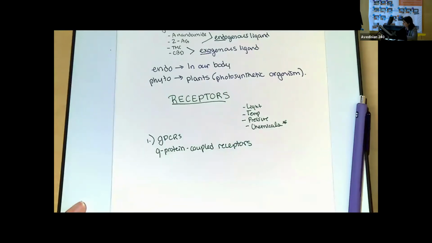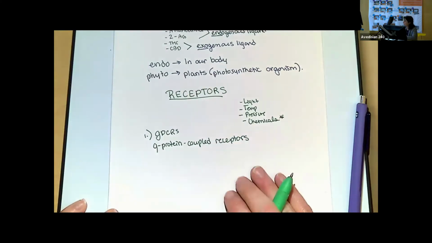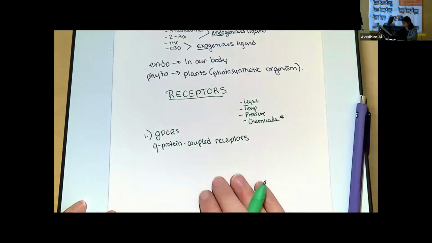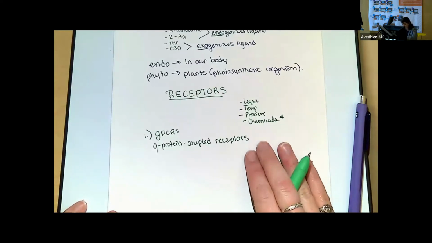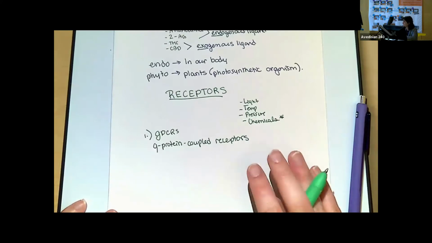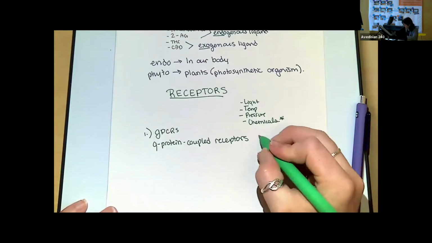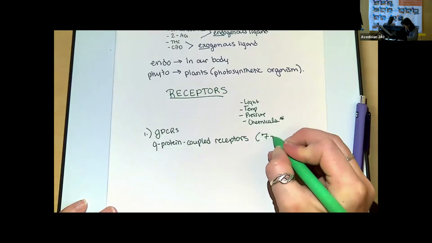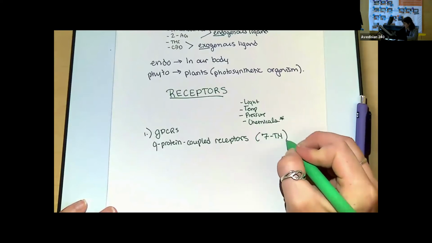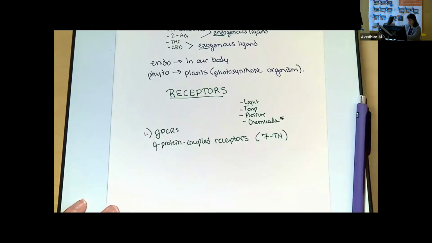So GPCRs are unique to eukaryotic organisms. So something like a bacteria would not contain GPCRs. Humans have over 1,000 GPCRs and they have different roles throughout our body. Another name for GPCRs is 7 transmembrane receptors or 7 transmembrane helices.